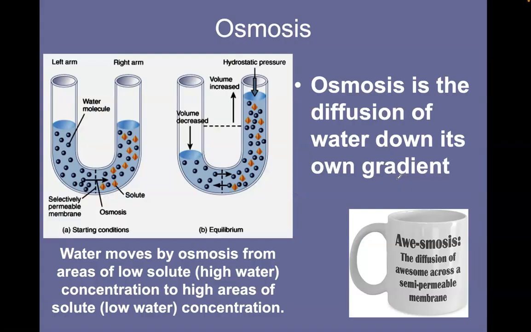From where water is in a high concentration, but the solute is going to be low, okay? So water moves by osmosis from areas of low solute but high water, and we focus on water, to areas where water is low or the solute concentration is high, okay?